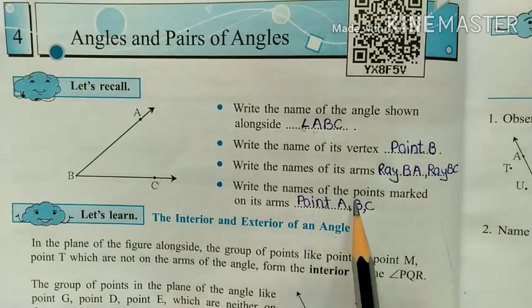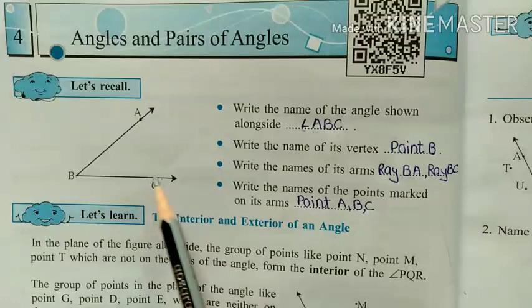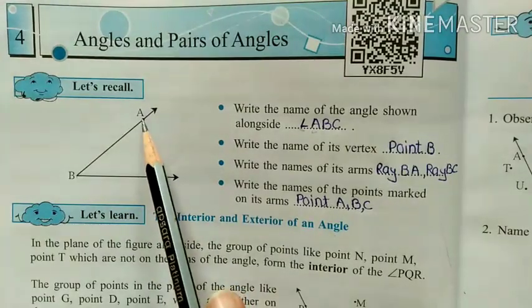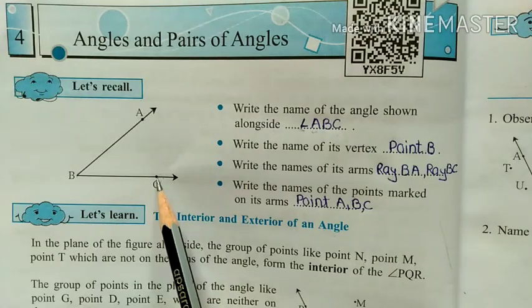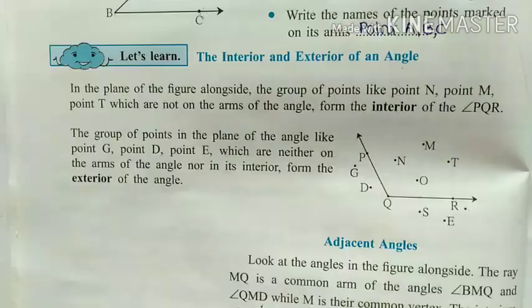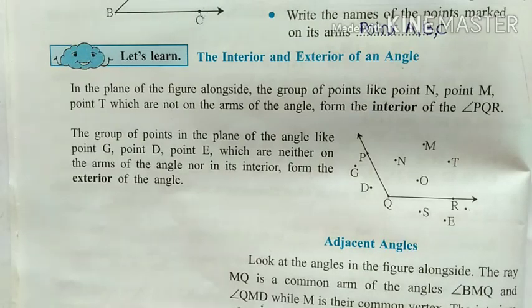Write the names of the points marked on its arms. This is the arm of the angle. On it, point A, point B and point C are marked. Let us begin with the lesson.